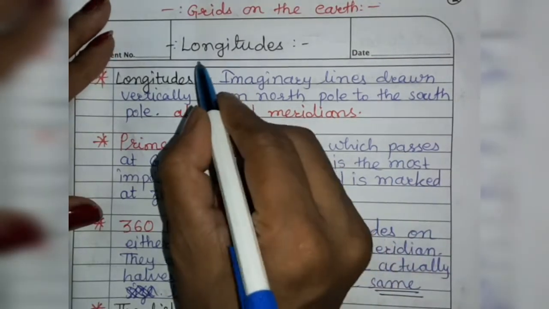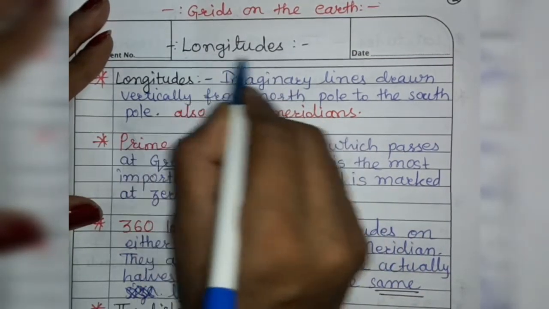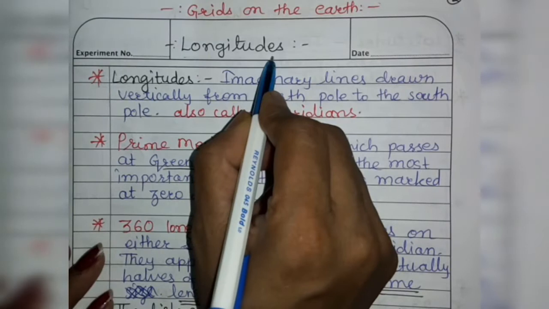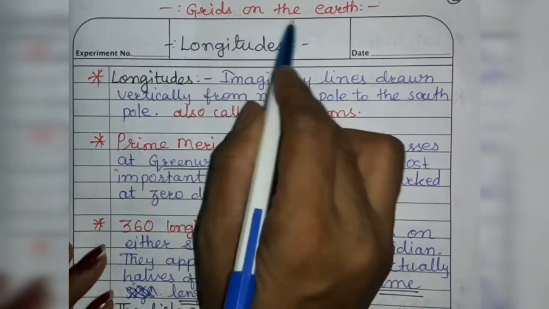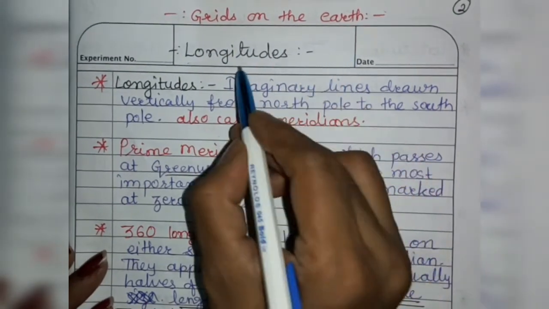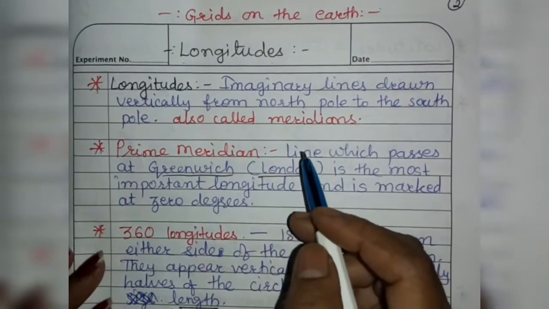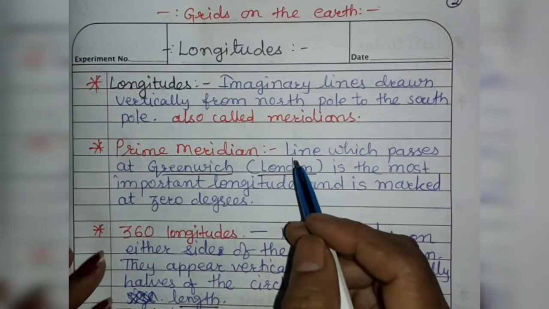Okay, so let us start today's topic. Today's topic is longitudes. We are reading about the grids on the earth. Now in our last video we discussed the latitudes.